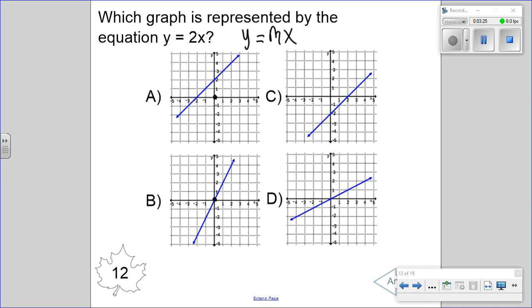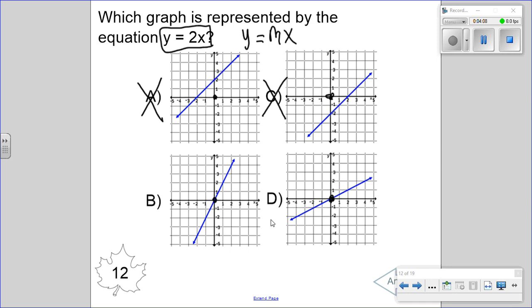Looking at my 4 graphs, I see that choice A, the line does not cross at 0, 0. In choice B, the line does cross at 0, 0. In choice C, the line does not cross at 0, 0. And in choice D, the line does cross at 0, 0. Because our equation is written in this form, y equals 2x, that means it is proportional, so it should go through the origin. So we're going to eliminate choices A and C right away. The choice we are going to pick is either B or D because they both go through the origin.